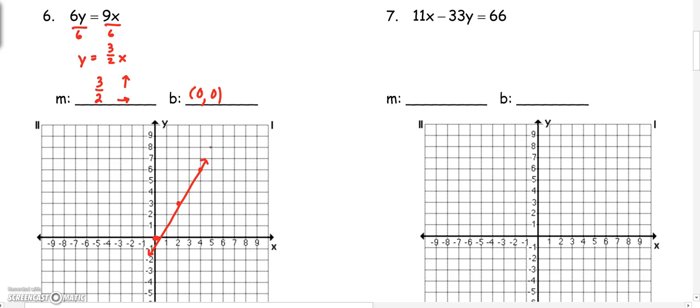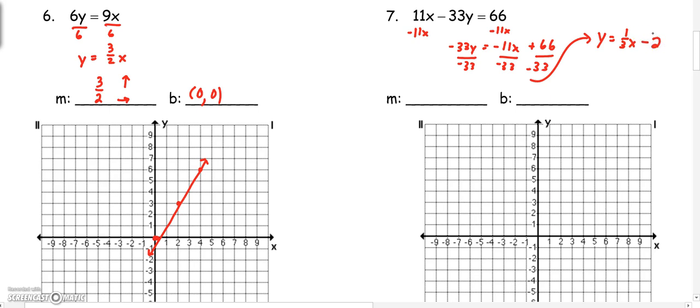In number 7, this is not in function form because there's an x on the same side as the y, and there's a number in front of the y. So what we're going to do first is subtract 11x from both sides. Negative 33y equals negative 11x plus 66. Then we're going to divide everything by negative 33. So my equation is y equals 1/3 x minus 2. So my slope in this case is 1/3, and my y-intercept is (0, negative 2).